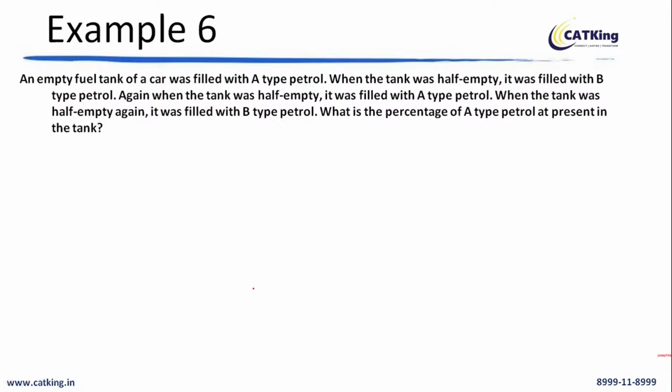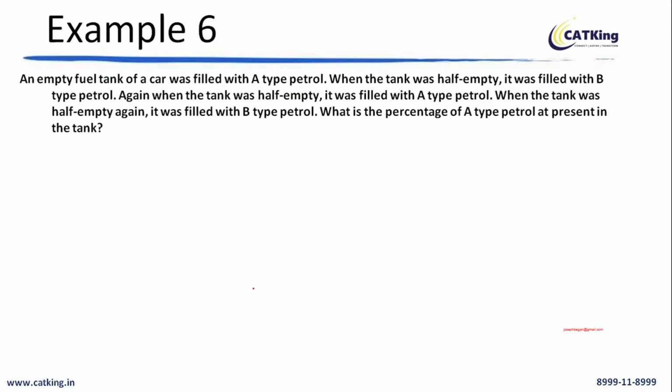Let's discuss the question first. An empty fuel tank of a car was filled with A-type petrol. When the tank was half empty, it was filled with B-type petrol. Again, when the tank was half empty, it was filled with A-type petrol. When the tank was empty again, it was filled with B-type petrol. What is the percentage of A-type petrol at present in the tank?